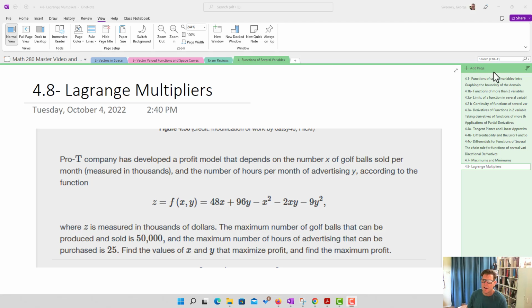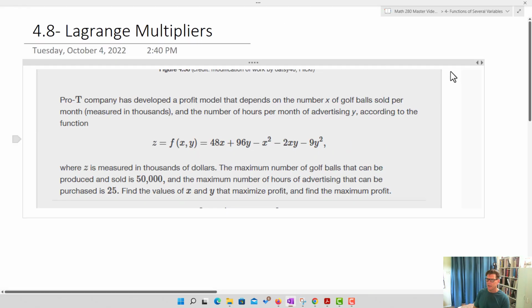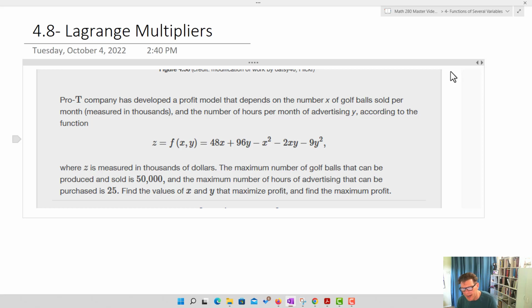So what we're going to talk about now is something called Lagrange multipliers. And this is a way of utilizing partial derivatives or working with functions of multiple variables. And so let's take a look at an example here.